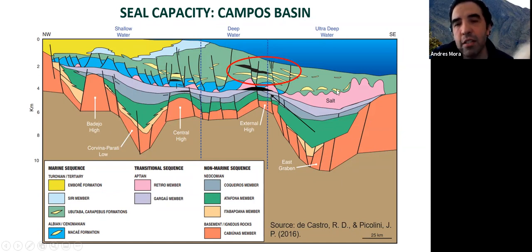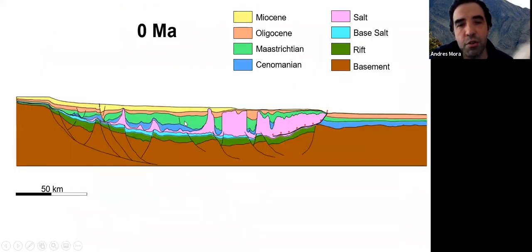The important point is that the external portions of this basin are frontier areas, as we can see in this cross section. So what we see is that these areas have been explored. We have wells up to this sector, but then we have prospects. So this is the salt layers.